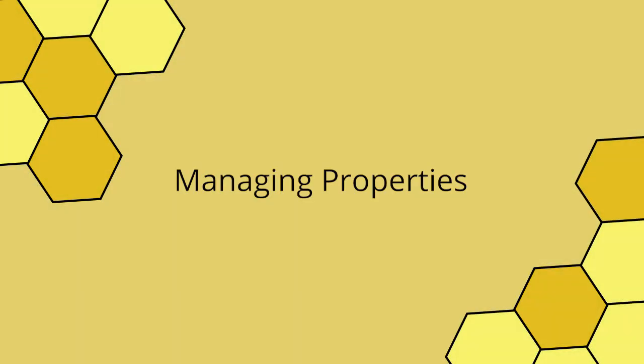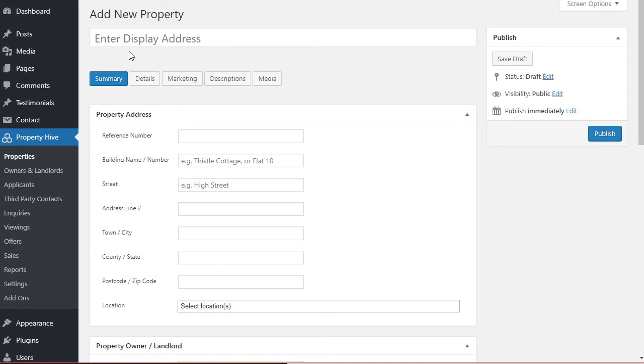So let's add a new property. You'll notice the first field we see, whereas in posts or pages it would be title, in this case we call it display address. It's essentially the same thing, but this is the title or the address which is shown to the public on the website.